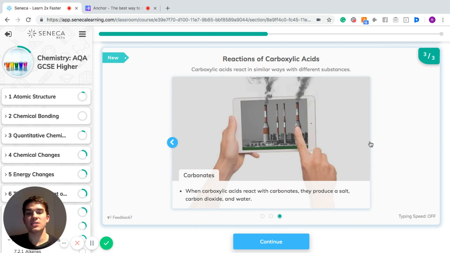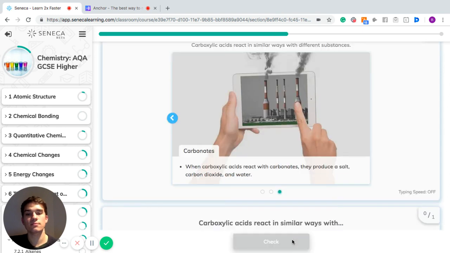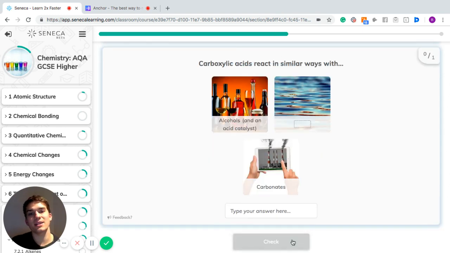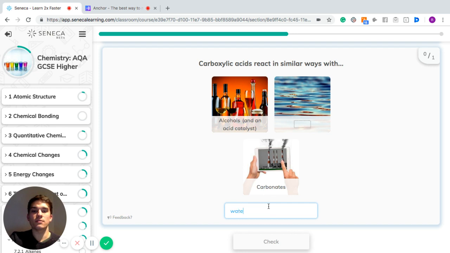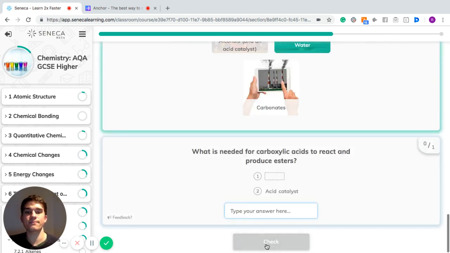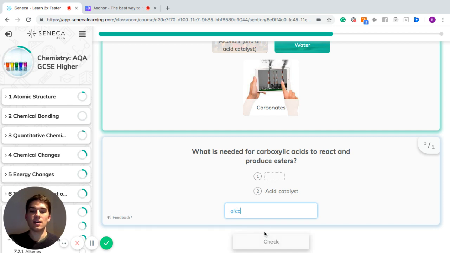When carboxylic acids react with carbonates, they produce a salt, carbon dioxide, and water. So carboxylic acids react in similar ways with alcohol, carbonates, and water. What is needed for carboxylic acids to react to produce esters? First of all, there's an acid catalyst, and lastly, it is alcohols.